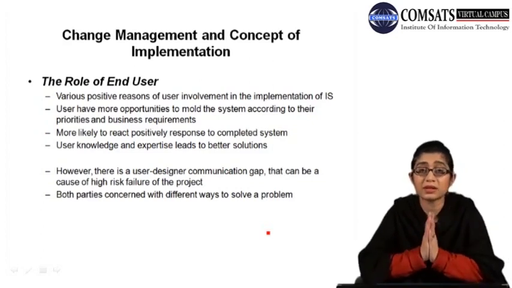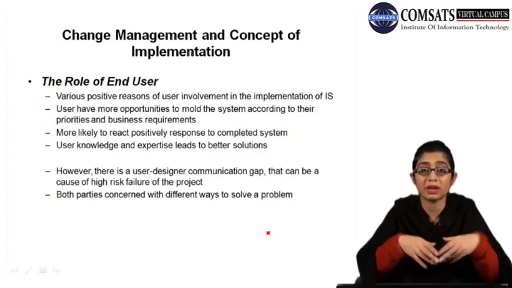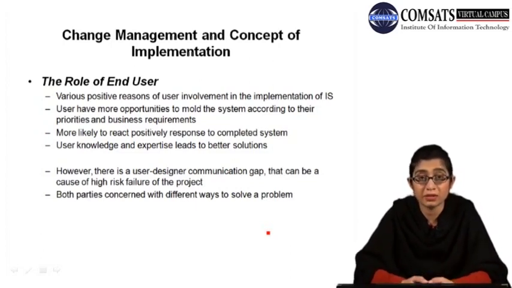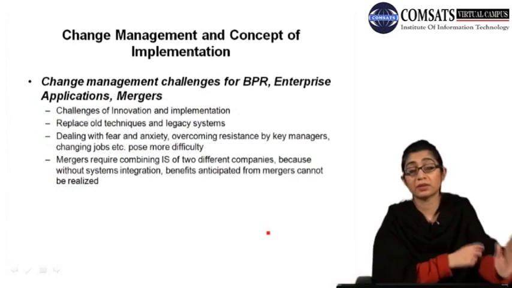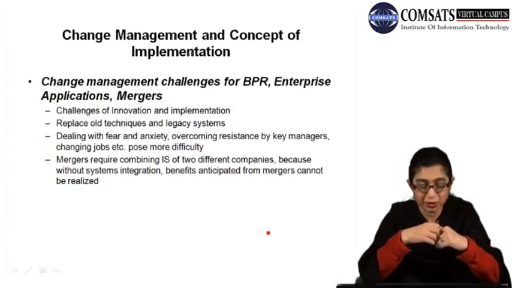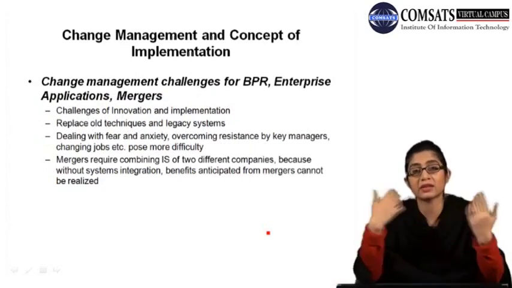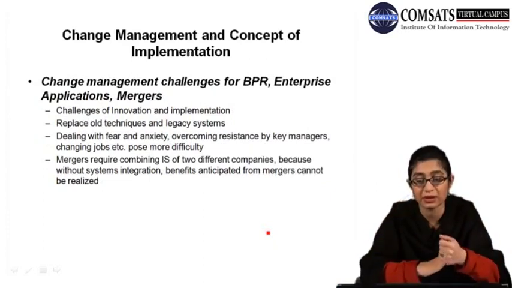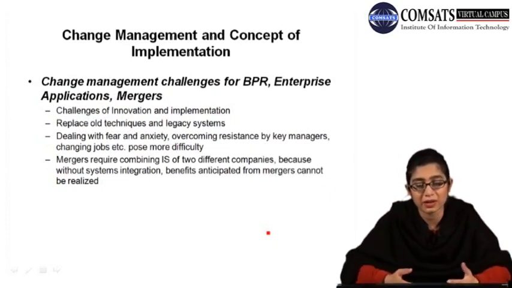Because both parties are concerned with different ways of solving a problem, it's very important for them to reconcile on a certain solution, and that can be done with the help of a system analyst, who has to be the mediator between these two parties. Now again, we're going to talk about change management when we do certain kinds of radical changes. Where do radical changes come in? They come in business process re-engineering, in enterprise applications, and in mergers and acquisitions as well.